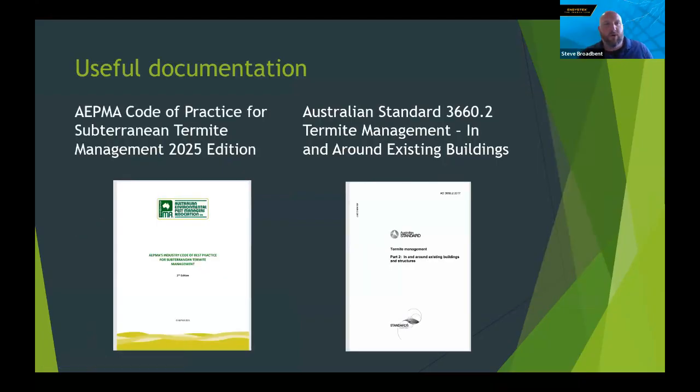As I mentioned before, a couple of useful documents that we definitely need to familiarize ourselves with: the AEPNA Code of Practice for Subterranean Termite Management 2025, brand new one out this year, and the Australian Standard 366.2, Termite Management in and around existing buildings. Okay, get a hold of them, give them a read. They will provide some help.